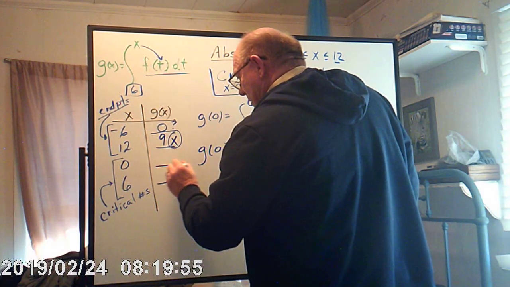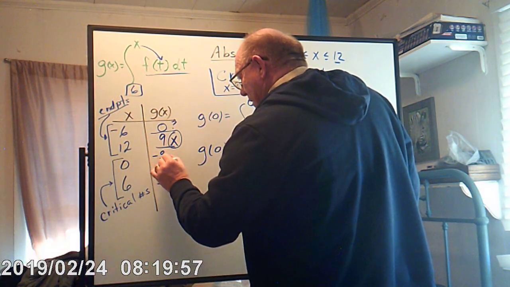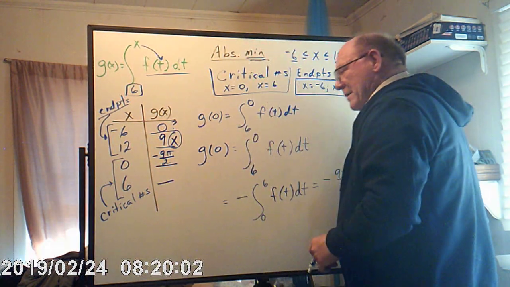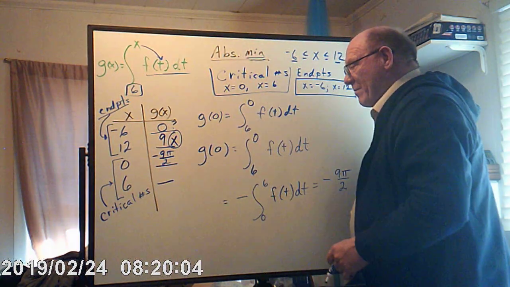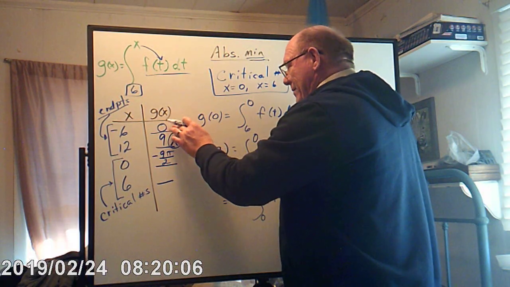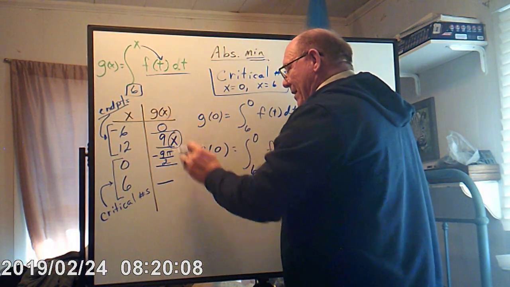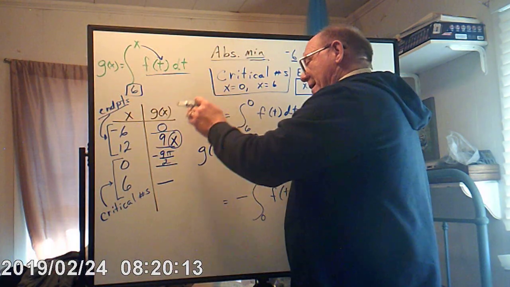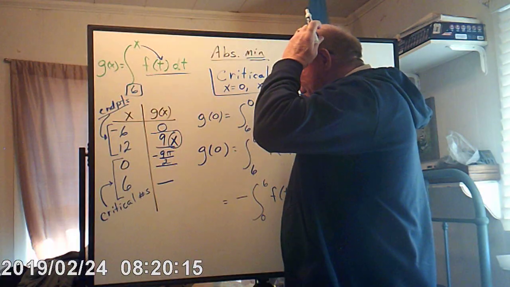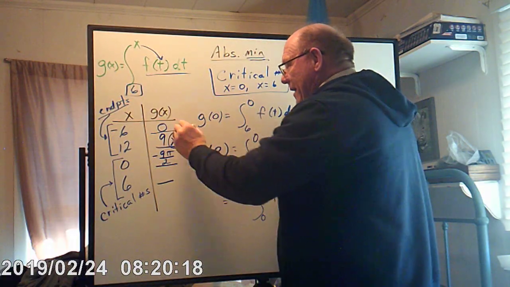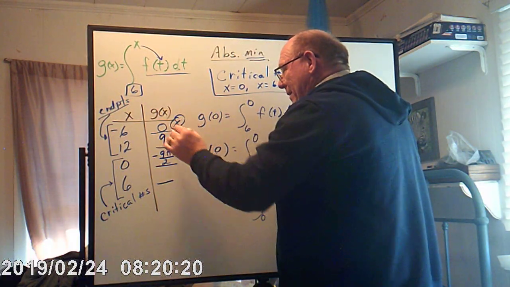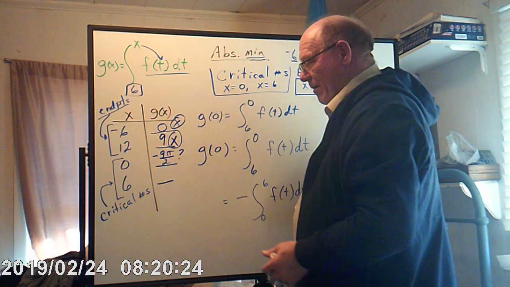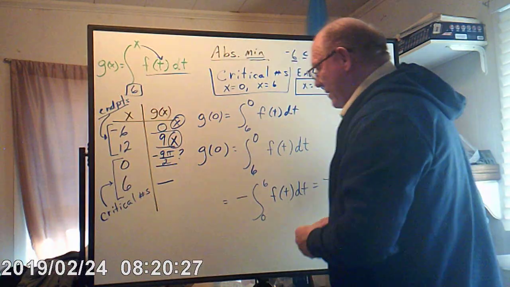So right here, negative 9 pi over 2. Well, we're looking for the absolute minimum. I think I can erase this question mark now, because any negative number is smaller than any positive number. So that one there, no good. So far, this one may work. Let's find out what happens here.